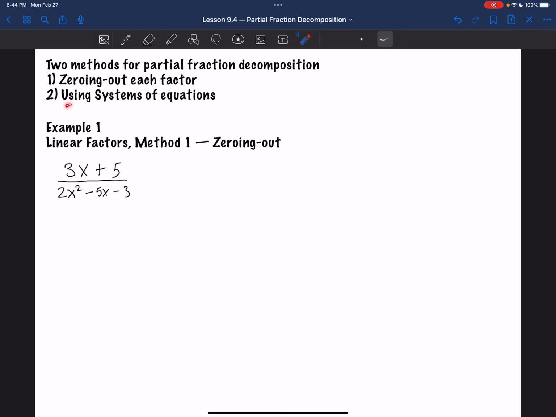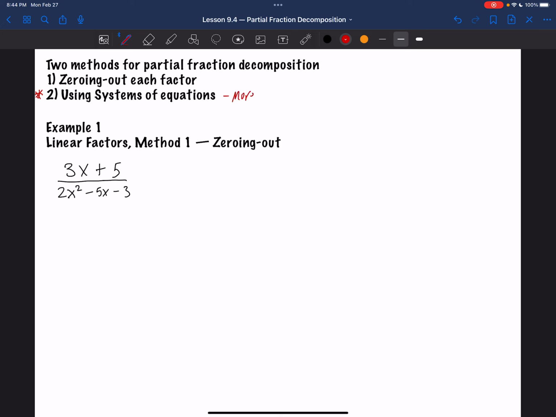And method 2 is using systems of equations. This method is kind of the more textbook method. I've actually never been taught partial fractions in college. I only ever learned it in high school. But I don't know. Some college professors might use this method, using systems of equations. It's more textbook, okay? And it is useful over method 1 for one reason.